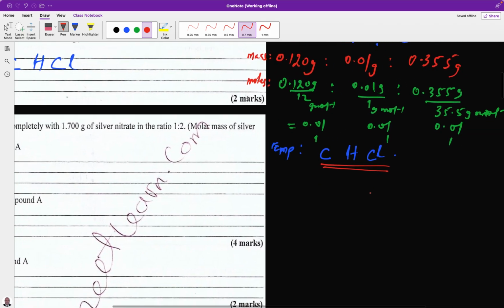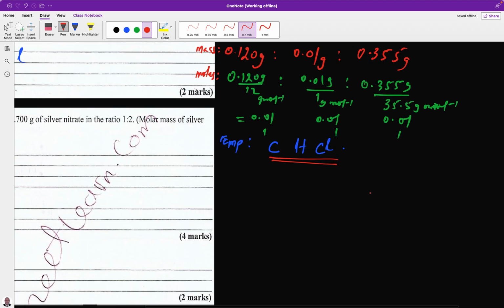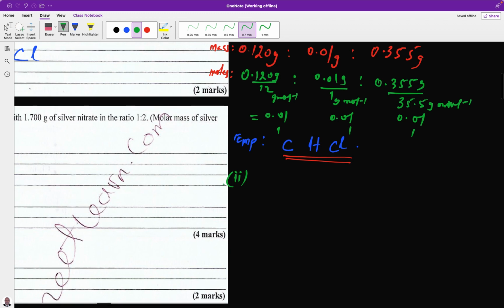To determine the molecular mass of this, we have been told A reacted. The 2 part of it is 2 moles of silver nitrate. We have been given the mass of this silver nitrate to be 1.7.